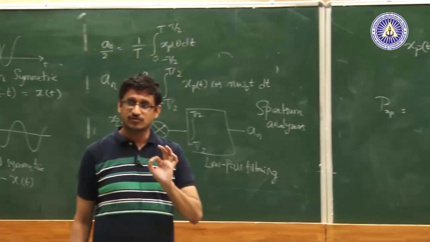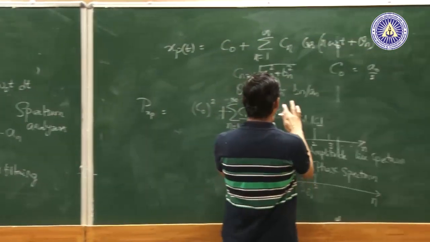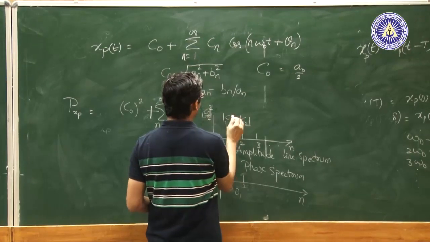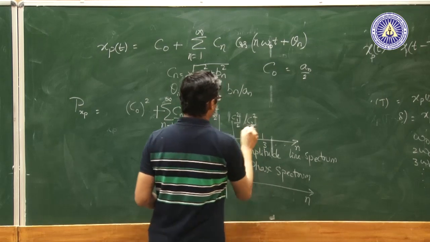And to obtain what is called a power spectrum, which will again be a line spectrum, all you have to do is to square this up and divide each component by 2. Is that okay?